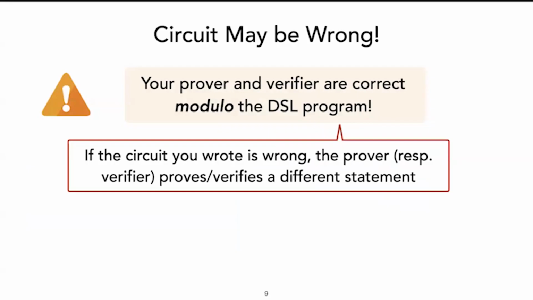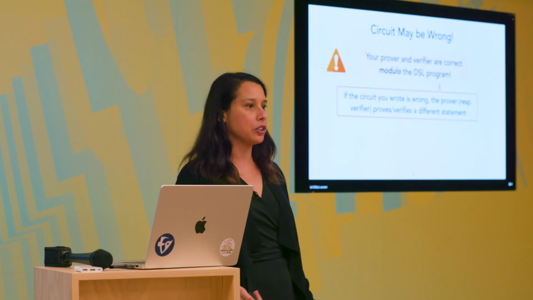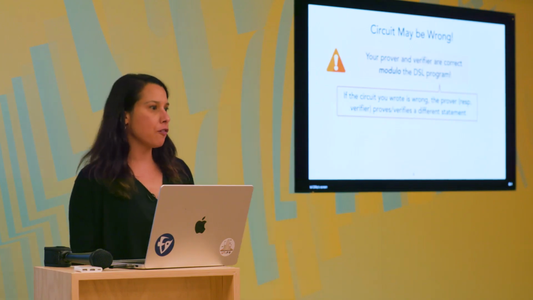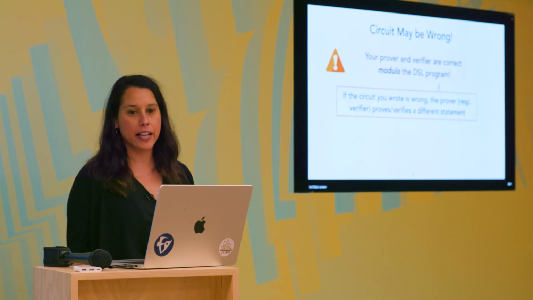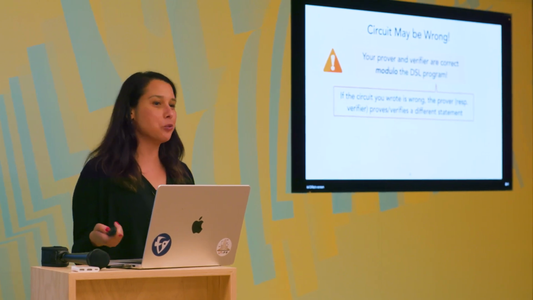In particular, if the original circuit you implemented in your DSL has a bug, then what's going to end up happening is that the prover is going to end up proving a different statement than the one you intended, and similarly, the verifier is going to be trying to verify a different statement than you wanted to verify.